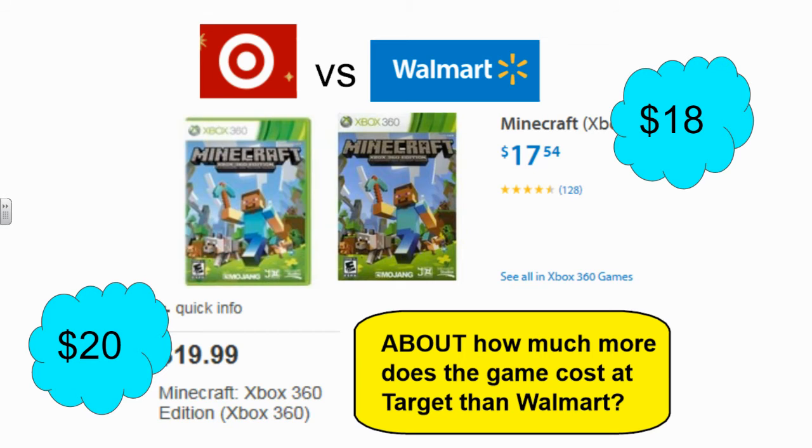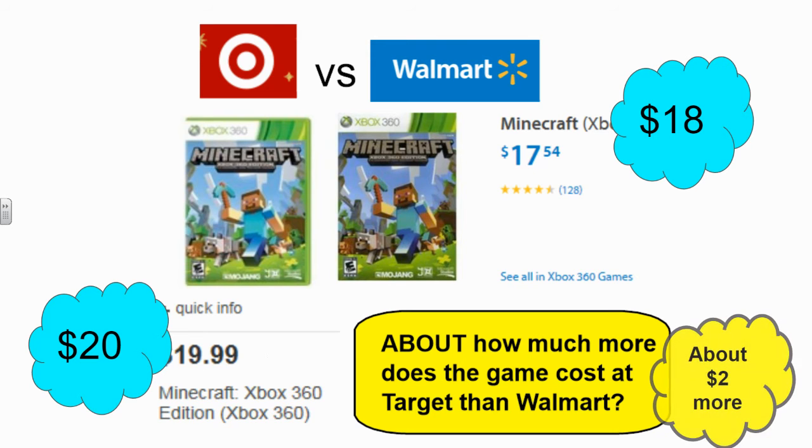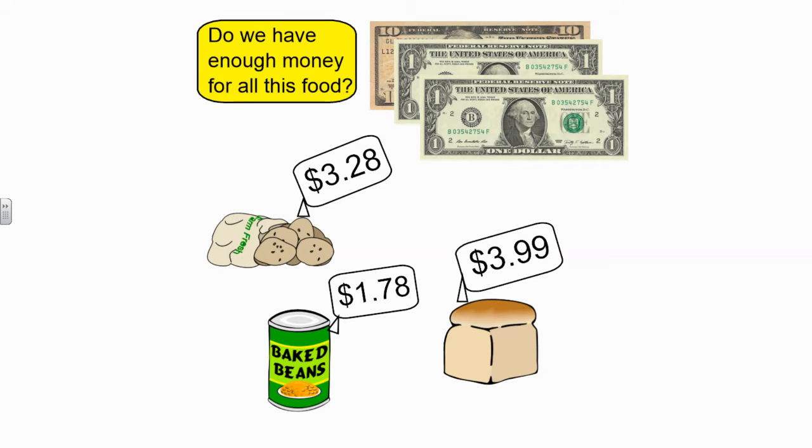So if I want to know about how much more it costs at Target, well, how much more means the difference. The difference means subtraction, 20 minus 18. It costs about $2 more at Target than at Walmart. Here's another real life example. You need some potatoes, some beans, and some bread at the store. You can see their cost and you can see how much money you have, a $10 bill and 2 ones.